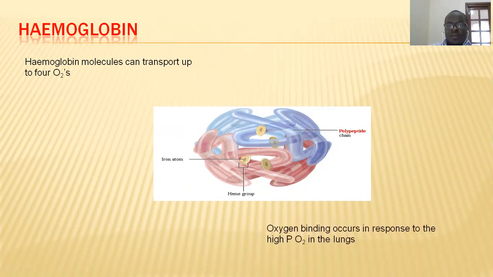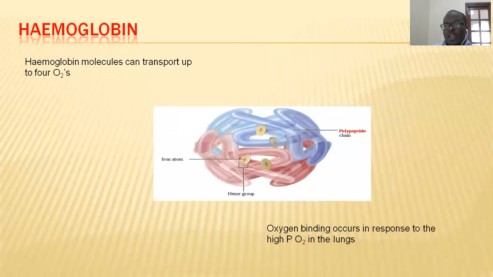This oxygen binding occurs in response to the high partial pressure in the lungs. So what do I mean? As the red blood cells are moving within the pulmonary capillaries, these capillaries have a low partial pressure of oxygen because they are carrying much carbon dioxide and also hydrogen ions. So they don't have much oxygen.